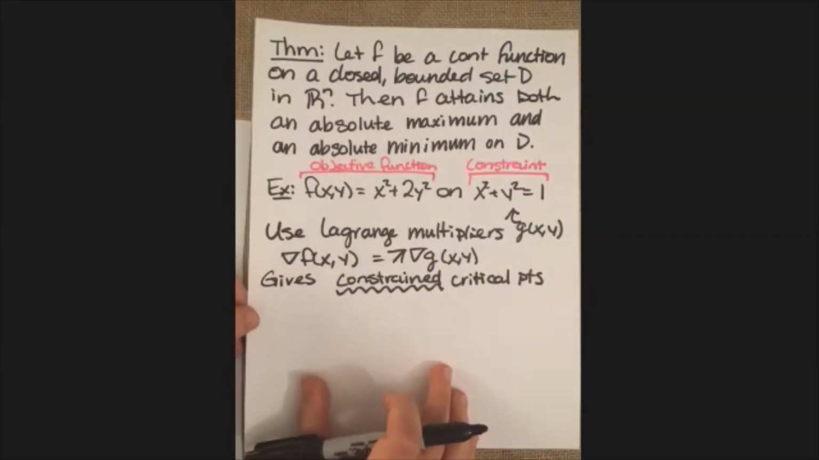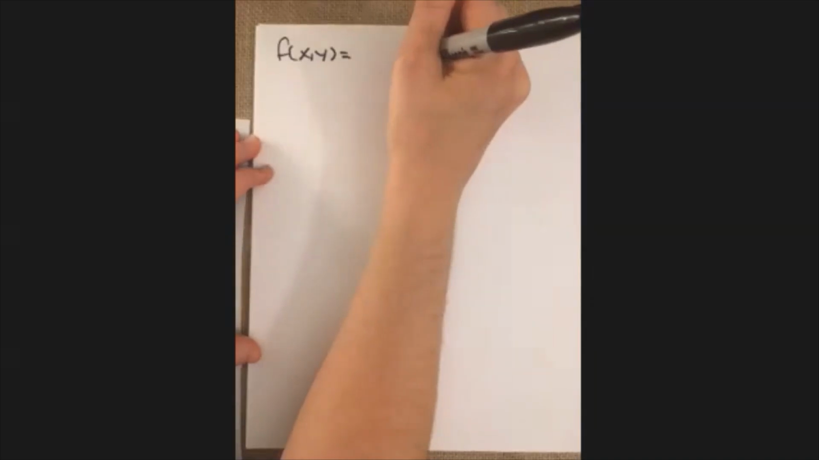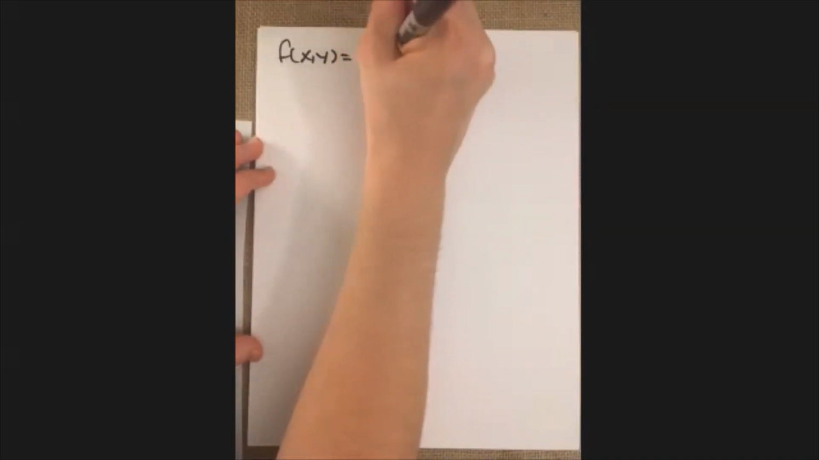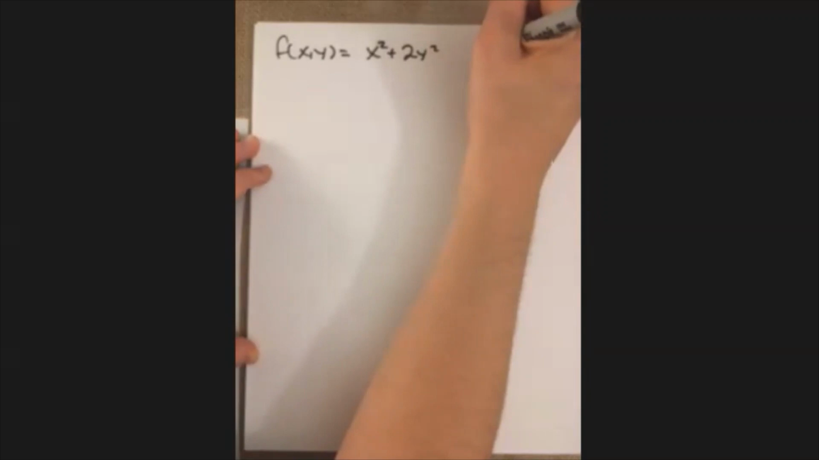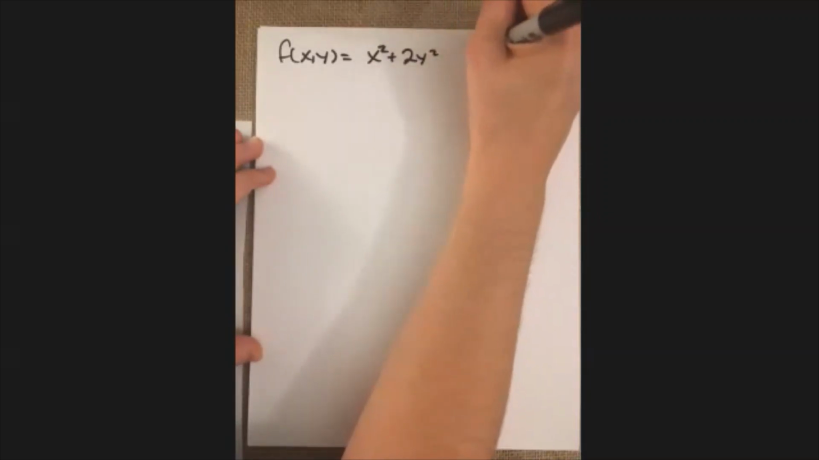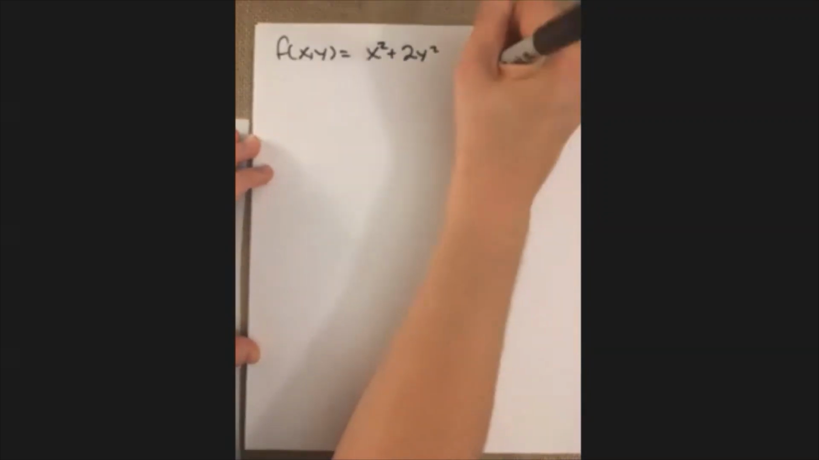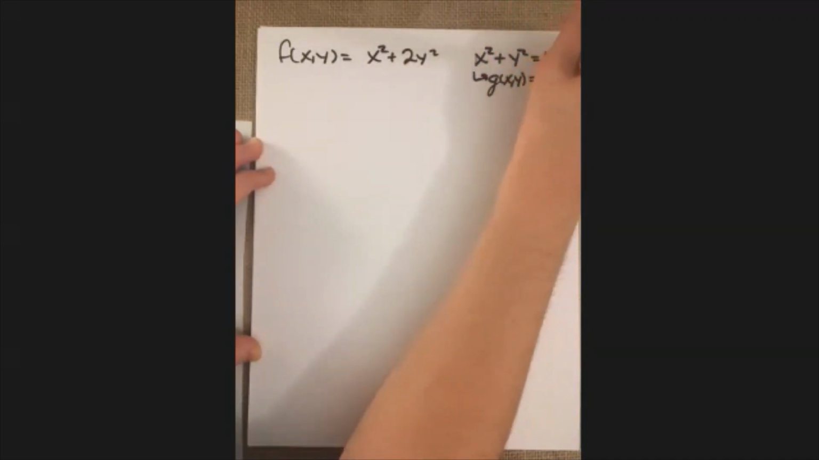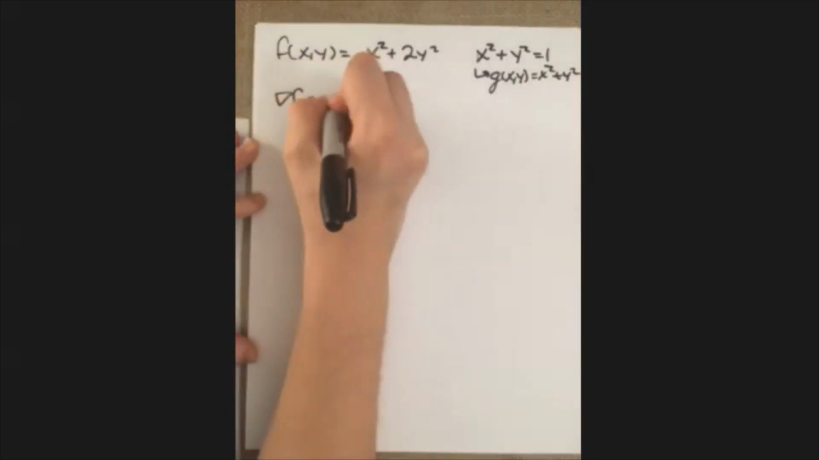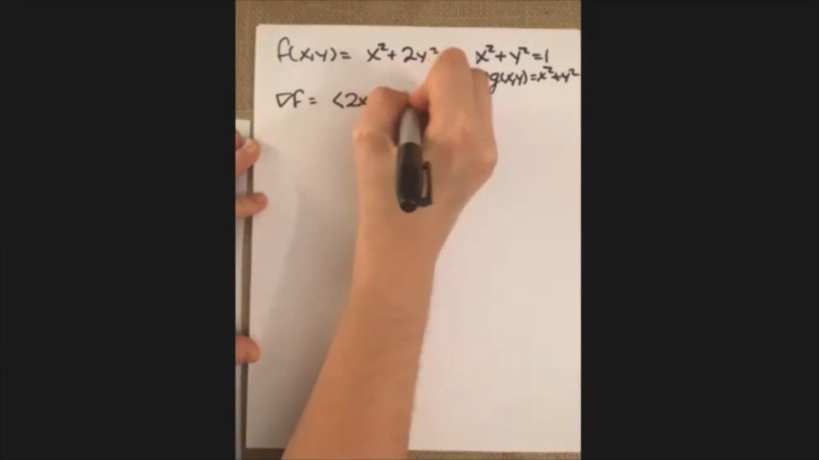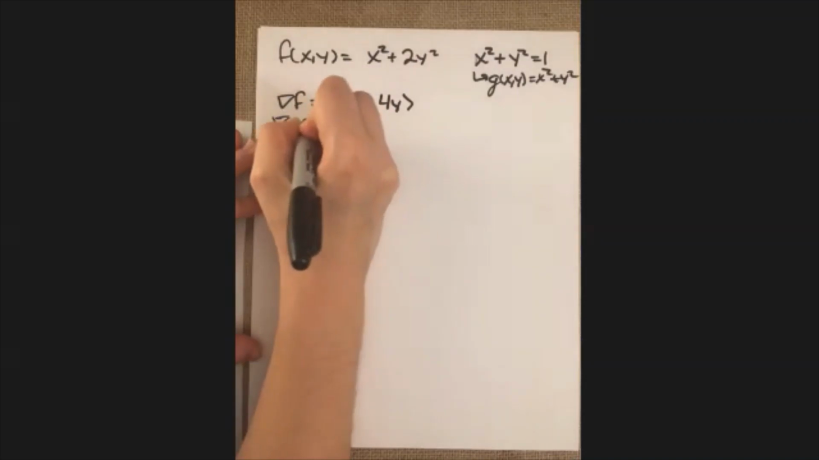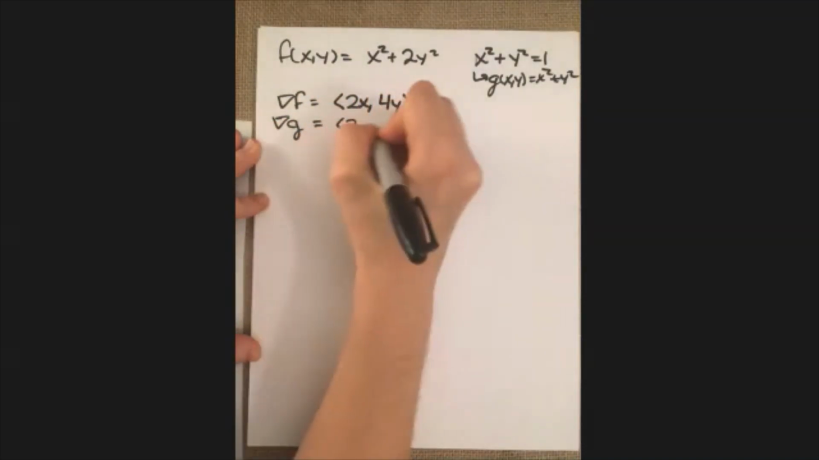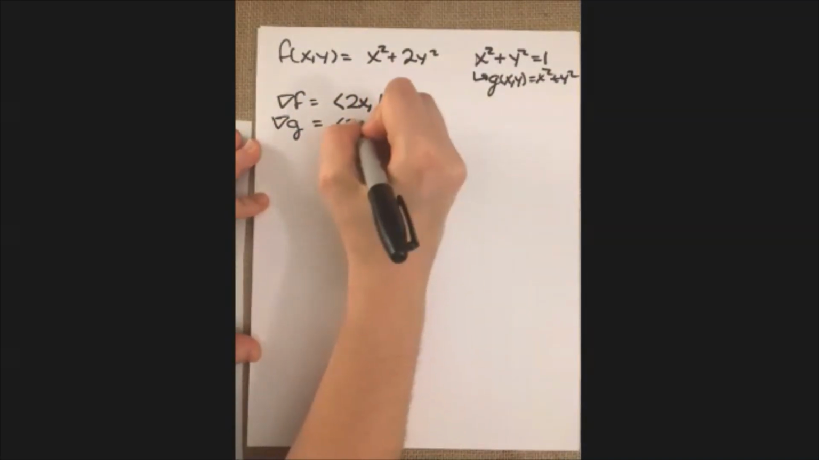I guess I'll start a new page for this. So f(x,y) was equal to x squared plus 2y squared. And we're saying that we have the constraint x squared plus y squared equals 1. We could also take this to be g(x,y) equals x squared plus y squared. So our gradient of f is equal to (2x, 4y). And our gradient of g is equal to (2x, 2y). Oops, there should be an x there.